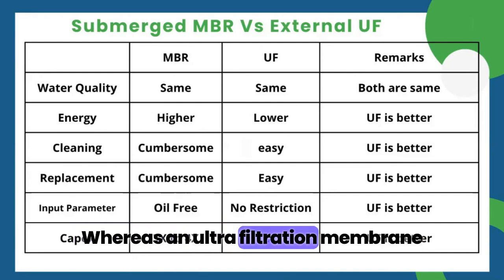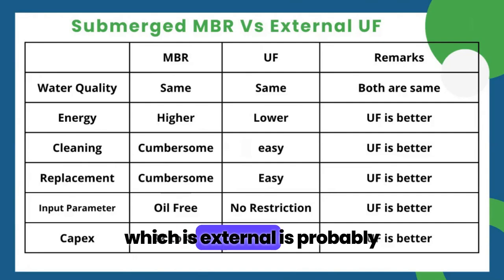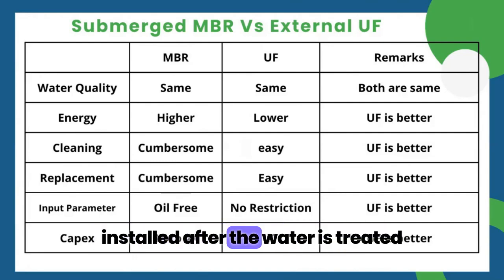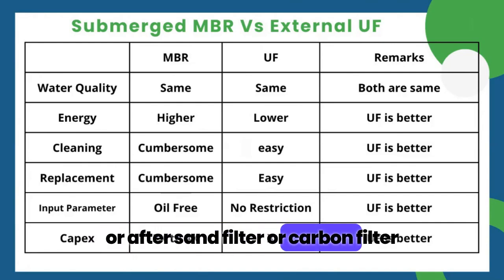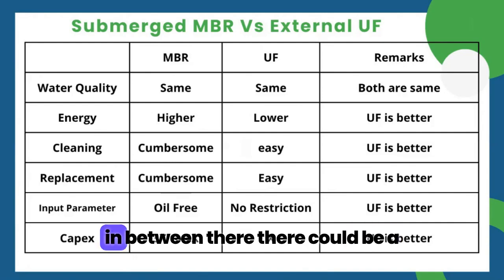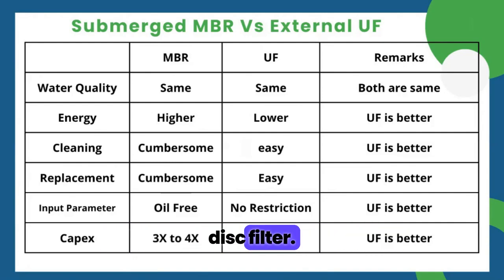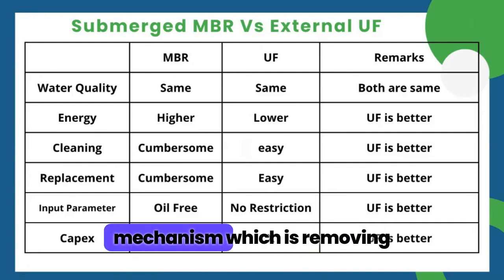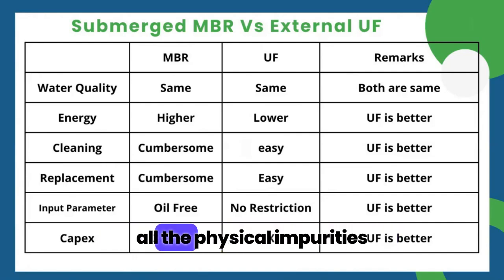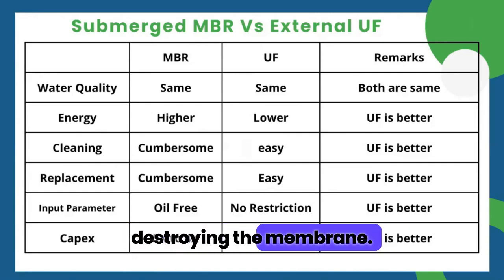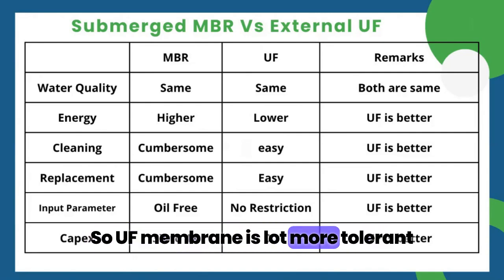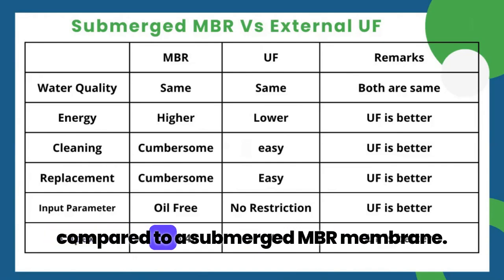Whereas an ultrafiltration membrane, which is external, is probably installed after the water is treated, or after a sand filter or carbon filter, or at least there is a micron filter in between. There could be a disc filter. So there is some kind of filtration mechanism which is removing all the physical impurities from going and attacking or destroying the membrane. So the UF membrane is a lot more tolerant compared to a submerged MBR membrane.